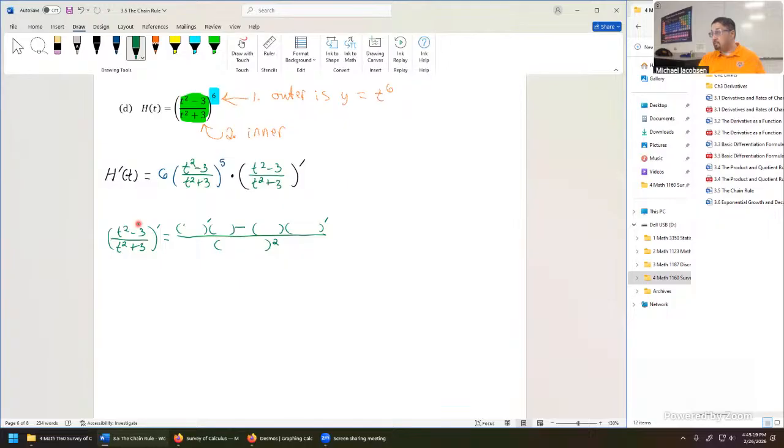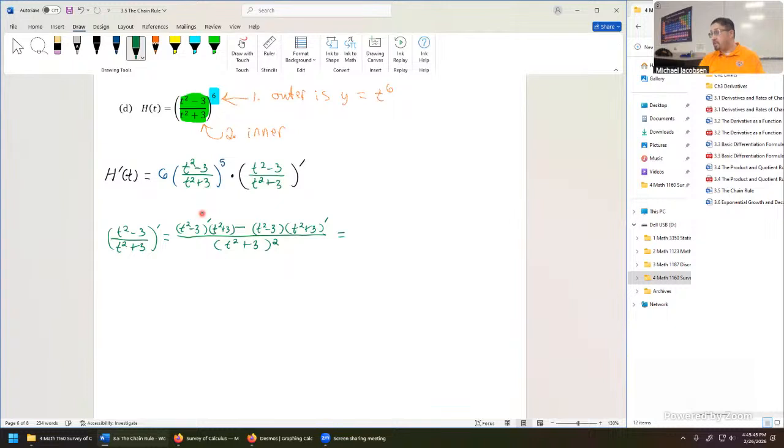t squared minus 3 goes in those positions. Once you have the numerator resolved, denominator goes in everywhere else. 3 positions for denominator. So t squared plus 3 here, here, and here. Then it's not so bad to work through the next derivatives.